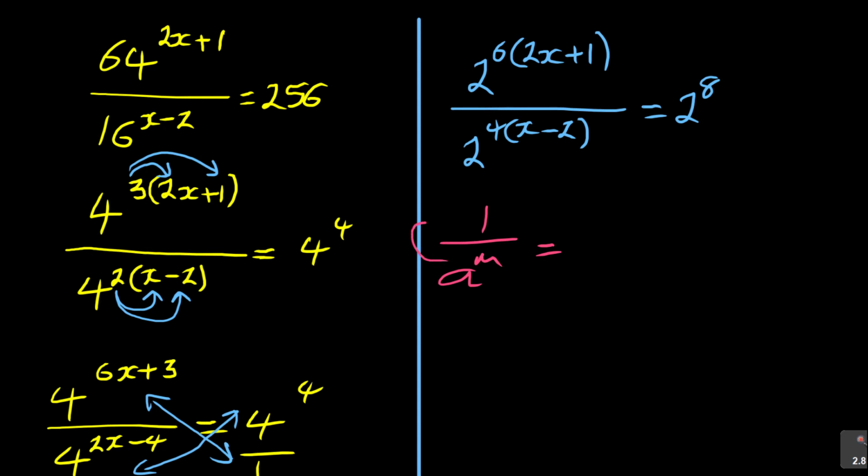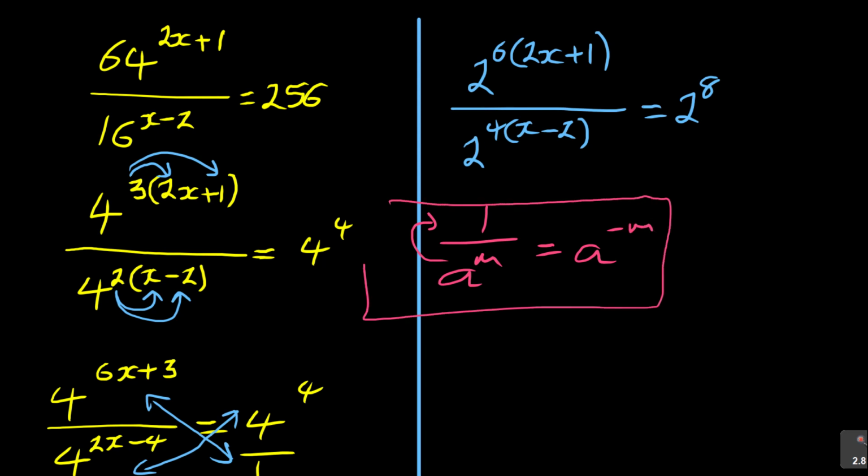If you want to take it to the top, it's the same as a to the power negative m. So you can do the same thing here and say, using this rule, take 2 to the top, you put a negative on that 4. So what will it become? It will become 2 to the power, you multiply that 6 times 2, remember you open the bracket there, and then what do you have?